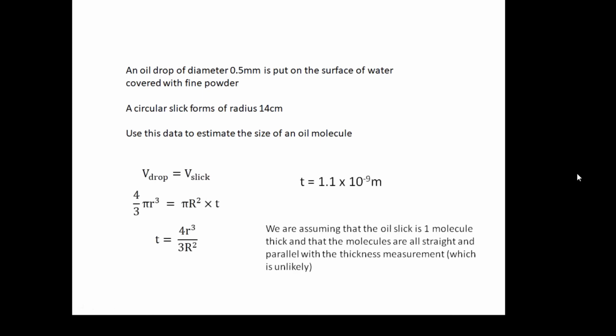Okay, the volume of the drop equals the volume of the slick. If I call the radius of the drop little r, the volume is 4/3 pi r cubed, and then the volume of the slick is pi R squared times t, where big R is the radius of the slick, then we get this expression. And if you bung in the numbers above, you get about 10 to the minus 9 meters for the size of a molecule. And we're of course making some assumptions about how the molecules arrange themselves in the slick.